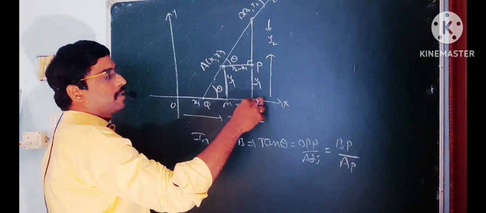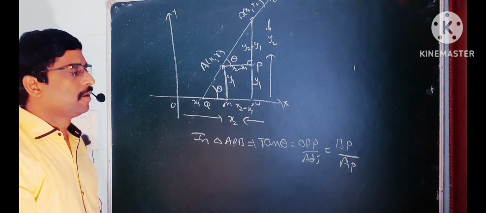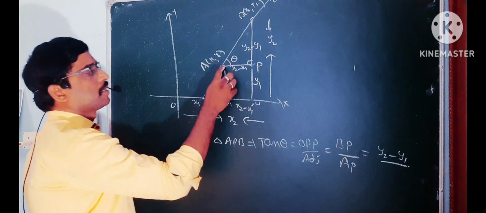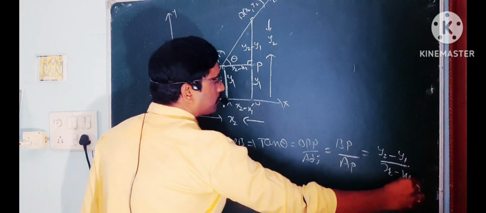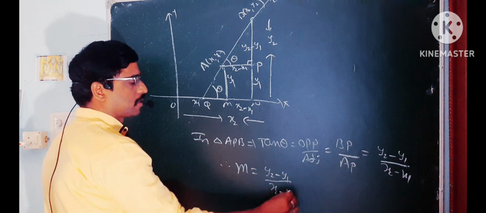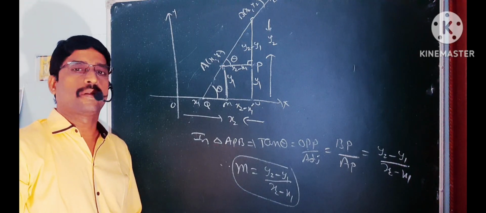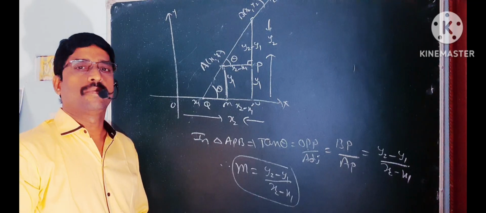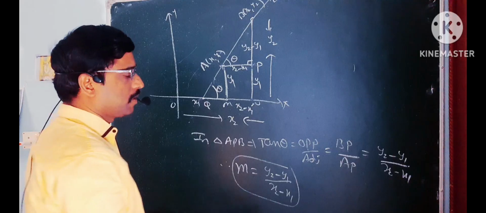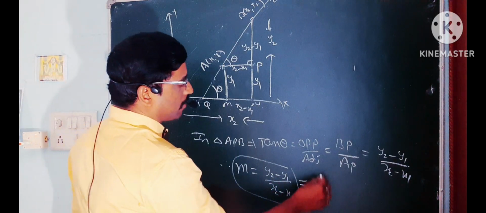So from B to N distance is y2, this is y1. This length is y2 minus y1. Now what is the BP distance here? y2 minus y1, by AP distance, x2 minus x1. So m is equal to y2 minus y1 by x2 minus x1. In the statement, 2 points are given. How to find slope? By using this formula, y2 minus y1 by x2 minus x1. This is nothing but difference of y coordinates by difference of x coordinates, which is dy by dx also.